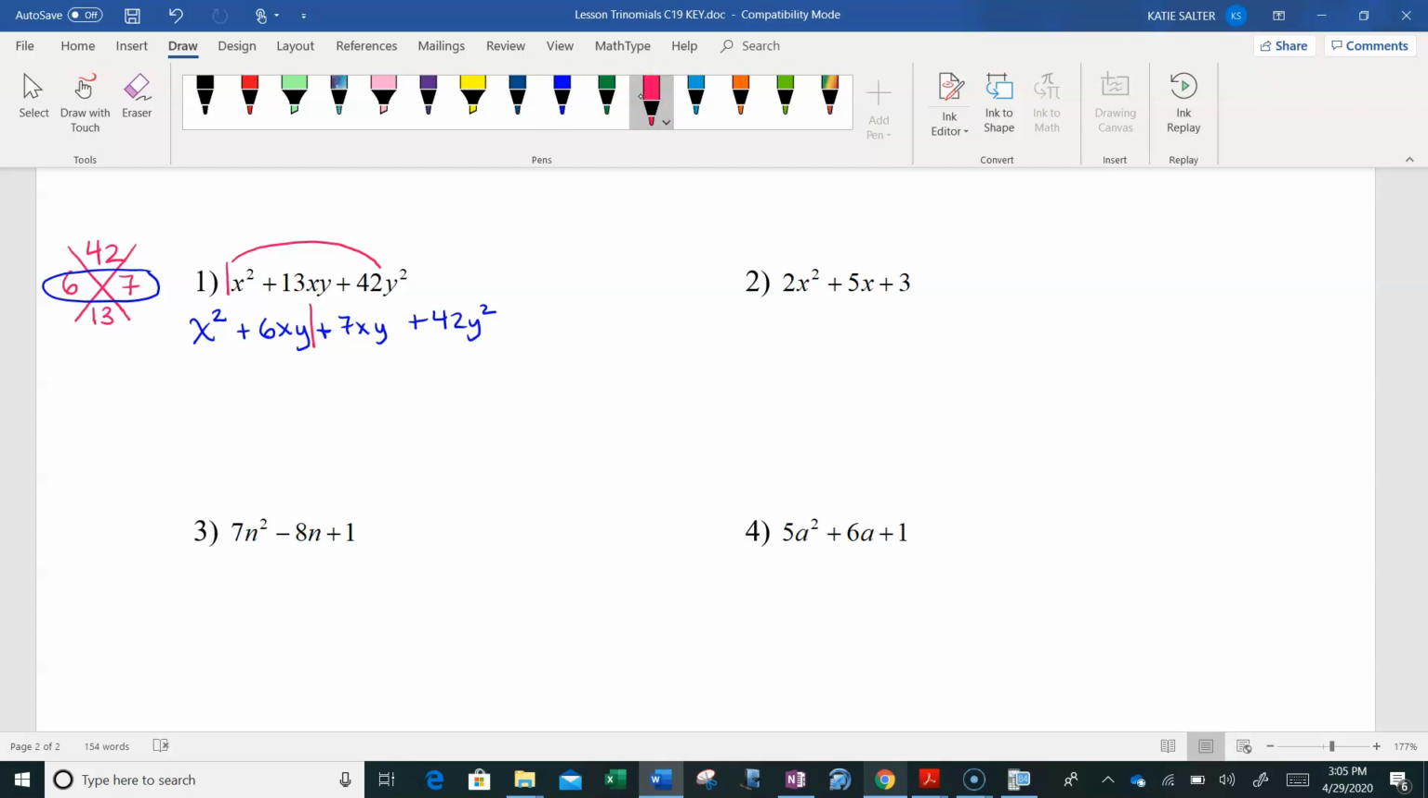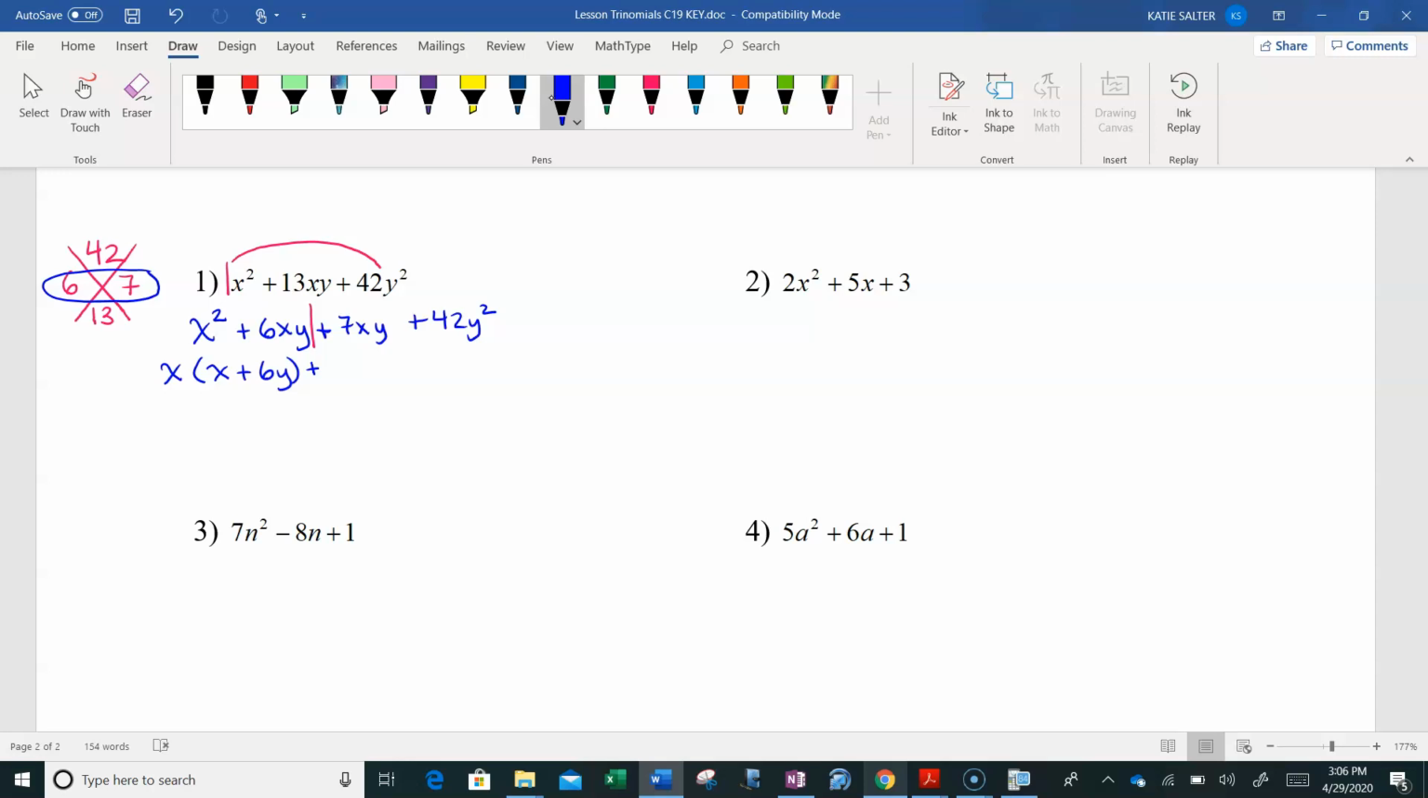So we group the very first 2 terms. And we say, what does x squared and 6xy have in common? They have an x in common. So we factor out the x, and we're left with x plus 6y. Remember, if the third term starts with a plus, we will have a plus here. If the third term starts with a minus, we're going to have a minus here and factor out a negative.